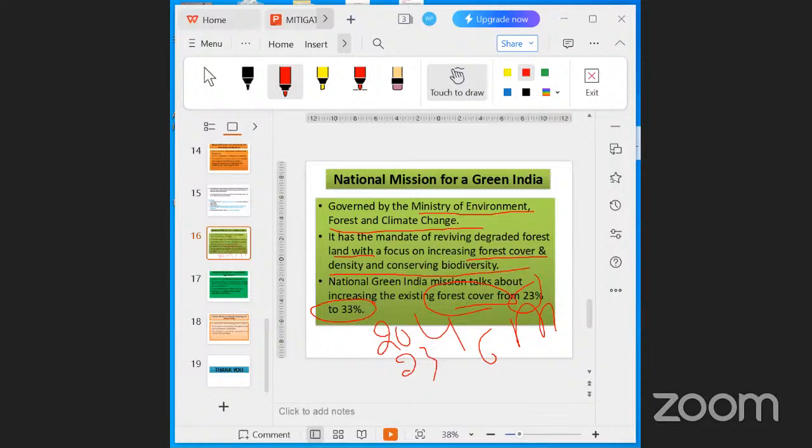And I hope all of you know that the ideal, or the minimum, percentage of land that should be under forest for sustaining a better society is 33%, right? So the National Green India Mission talks about increasing what? The existing forest cover from 23% to 33%. Okay? This one.